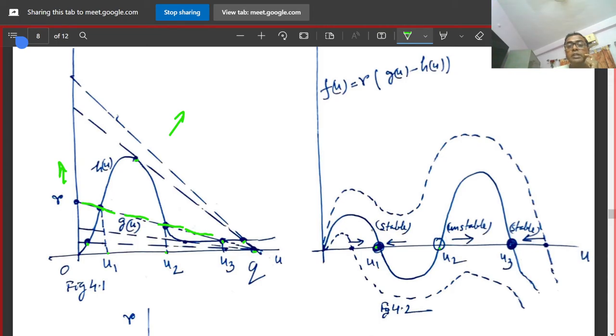This phase portrait is given by this graph. For this straight line, here are u1, u2, u3, three equilibrium points, and then we get the phase portrait. In this graph with three equilibrium points, du/d tau is along the vertical axis, and that equals f(u), equal to r times g(u) minus h(u).